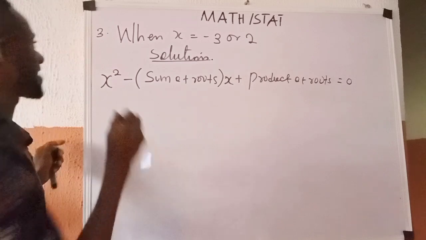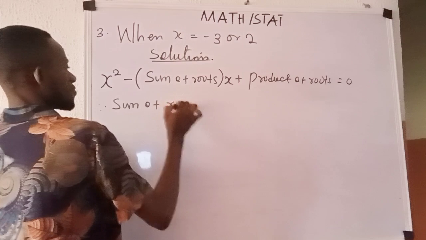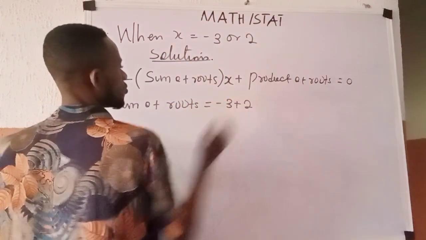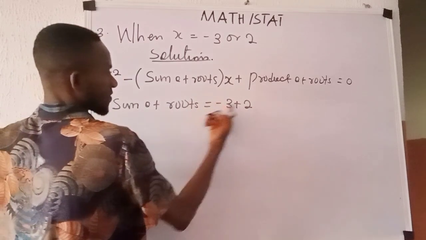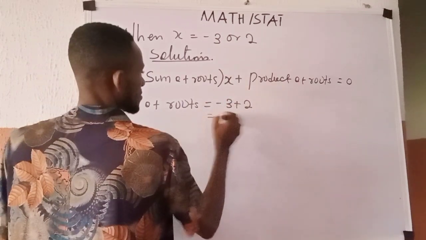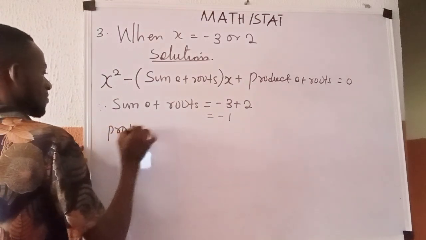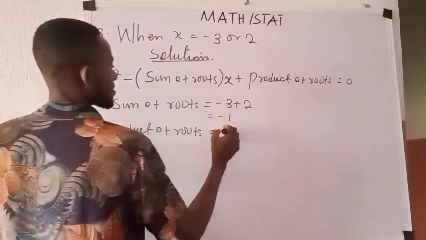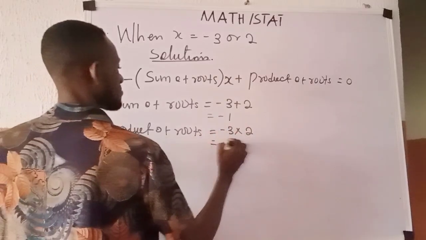So we now say, therefore, sum of roots equals minus 3 plus 2. Minus 3 plus 2 is minus 1, because you are owing 3, but you have got 2. You pay with the 2, you'll be owing 1. So this equals minus 1. Product of roots equals minus 3 times 2. Of course, minus 3 times 2 gives us minus 6.